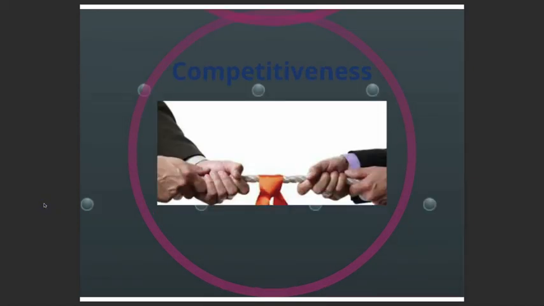Competitiveness. We've noticed that the safety authorities tend to compete with one another. The whole reason why we have so many safety authorities is competition. At the very beginning, it was meant to be a unified, centralized process, but that never happened.